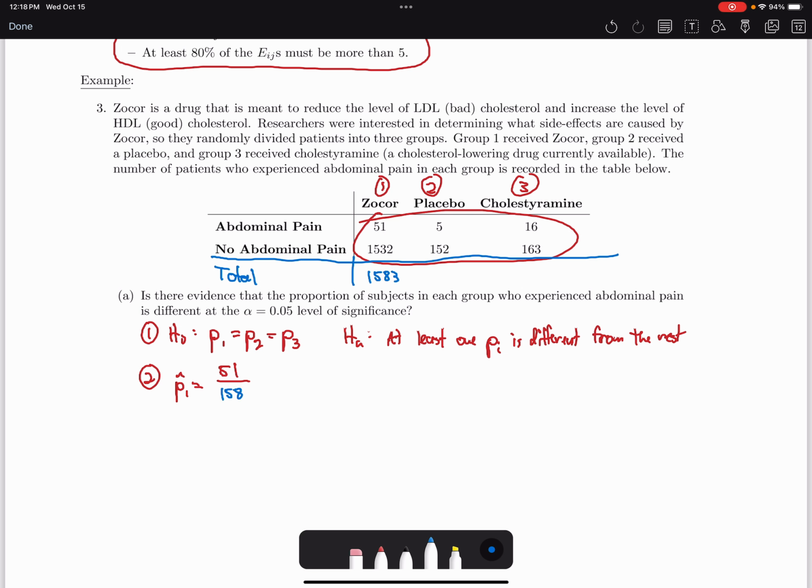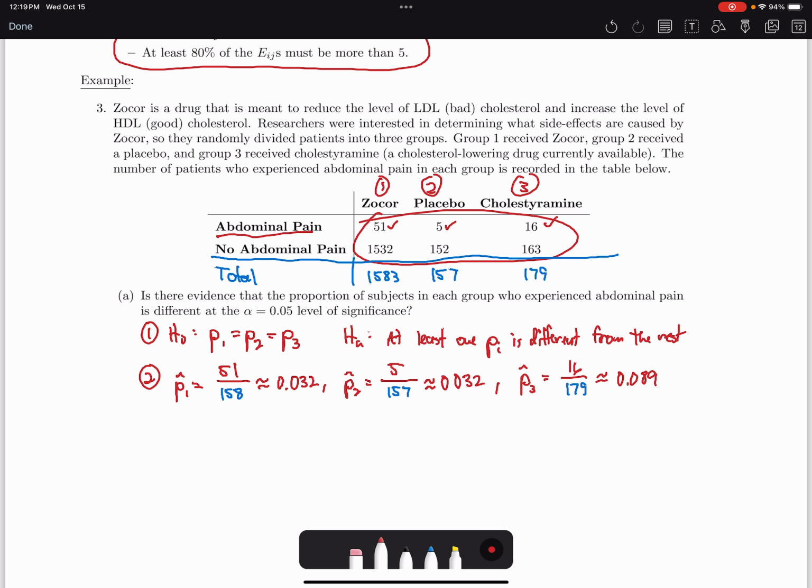Okay. For the placebo patients, it was 157. And for the cholestyramine patients, 179. So those are the totals there. Anyway, we can punch these into our calculator and see how much they are. So these are the sample proportions we should end up with when we punch all of that stuff into our calculators. Notice I'm getting the numerators from the numbers of people in each group who had abdominal pain, right? So I'm getting them from the abdominal pain row.